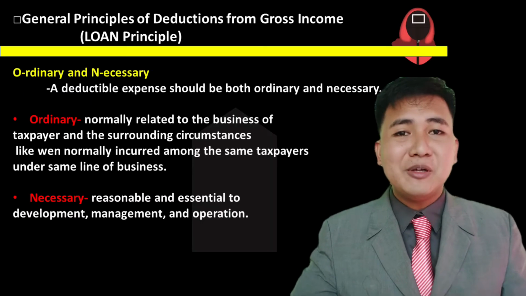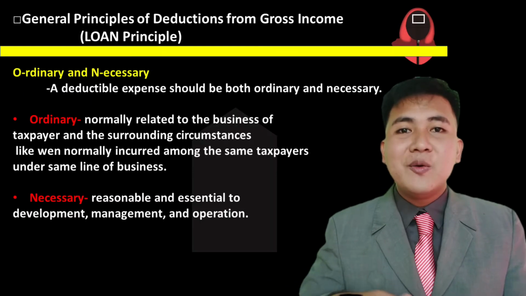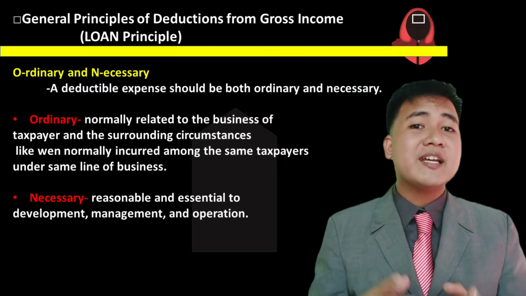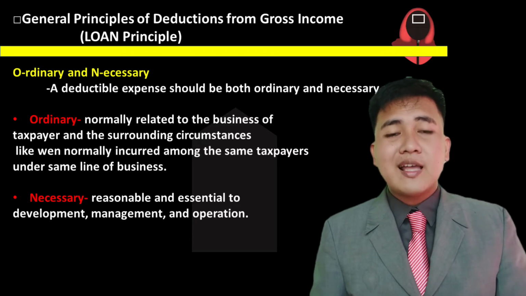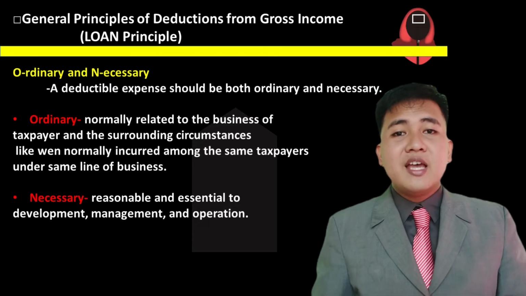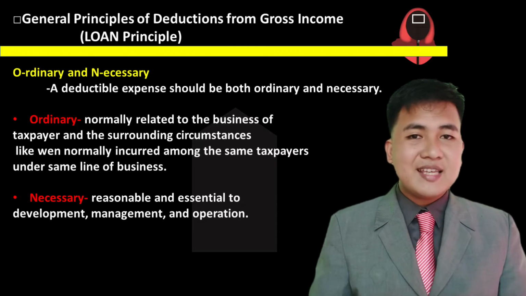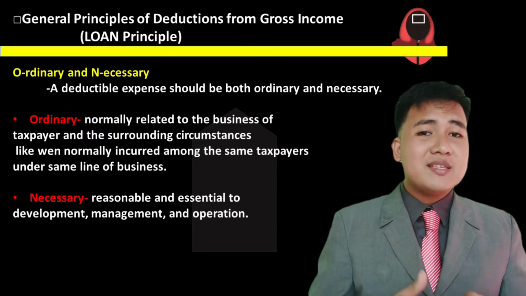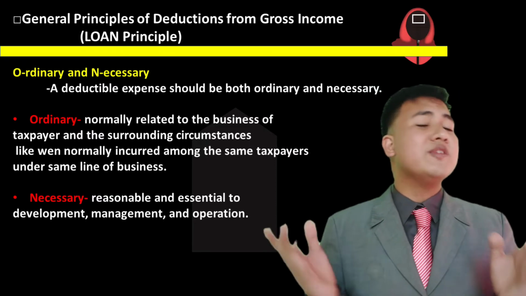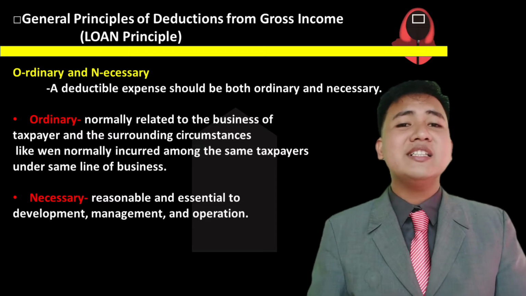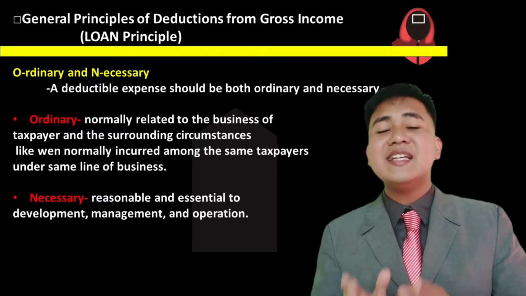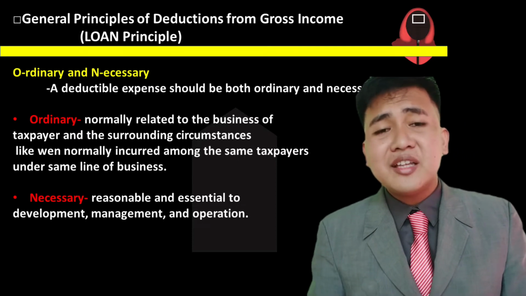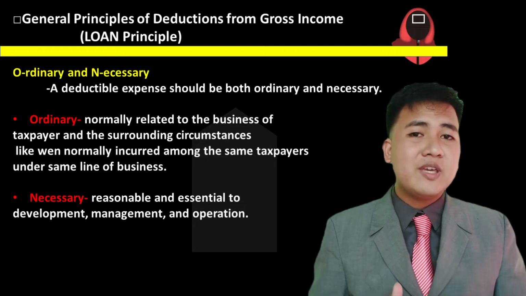Next, from the loan principle, we have the letters O and N. We separate here the letter A because it has a different discussion, while these two share the concept that both should be fulfilled. It says here that an expense should be ordinary and necessary. By definition, ordinary generally means normally incurred related to the business of the taxpayer and the surrounding circumstances, like when normally incurred among the same taxpayers under the same line of business. These, in other words, are anything that is common and accepted to a specific business.